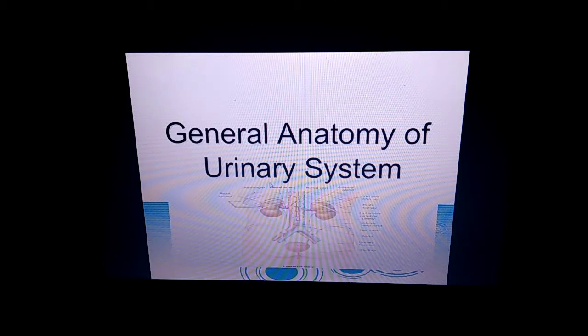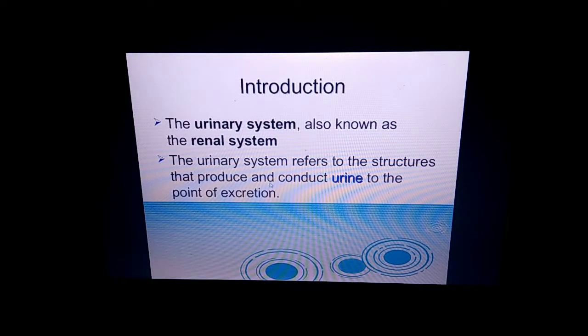In today's class, I'm going to discuss the anatomy of the urinary system. The urinary system is also known as the renal system. So let's start with a new topic. Firstly, introduction. The urinary system, also known as the renal system, refers to the structures that produce and conduct urine to the point of excretion.